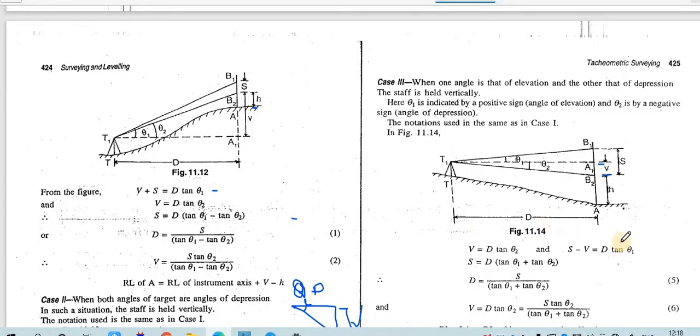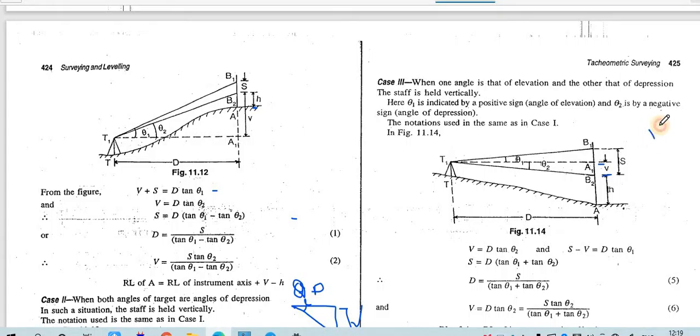Okay, so now we'll apply the trigonometric formulas in this. First, we consider the first triangle, which is formed with the help of theta 2, that is A1, B2. This angle we need to consider. So what will be the height? This height is V.